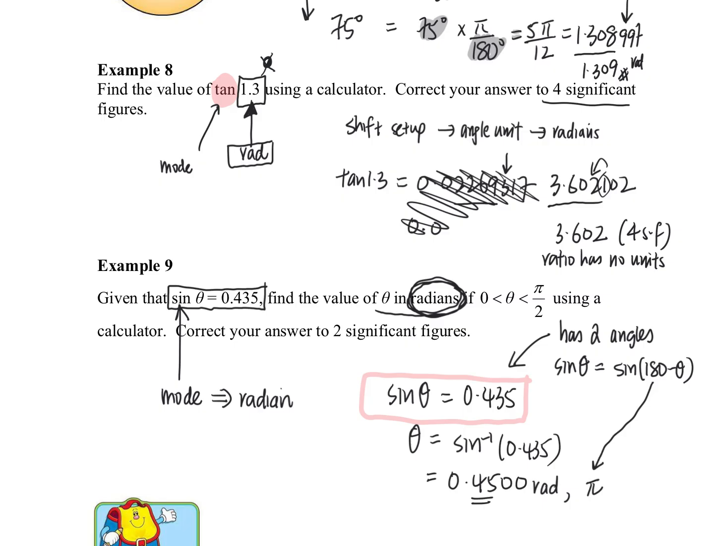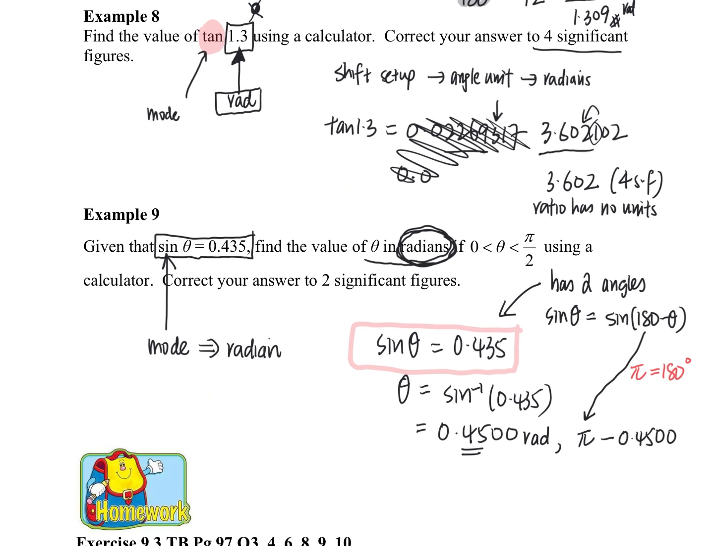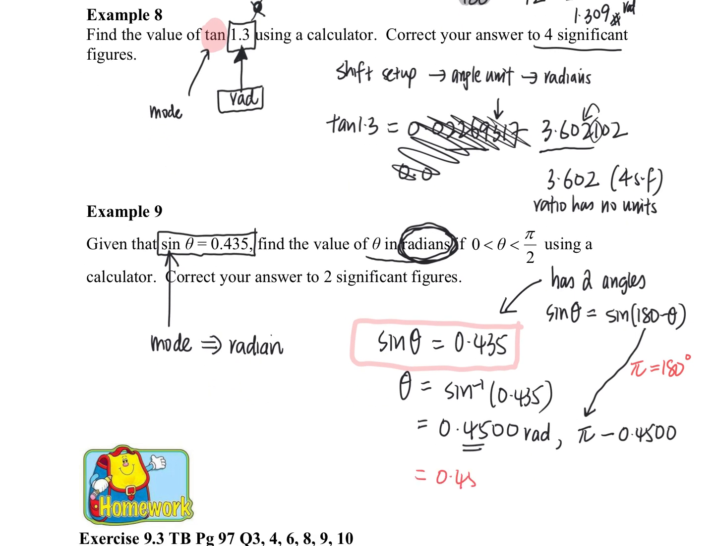Pi minus 0.4500, because pi is 180 degrees. So you use pi instead of 180 to minus the second angle. So two answers. One is this. Okay, the second one is this.